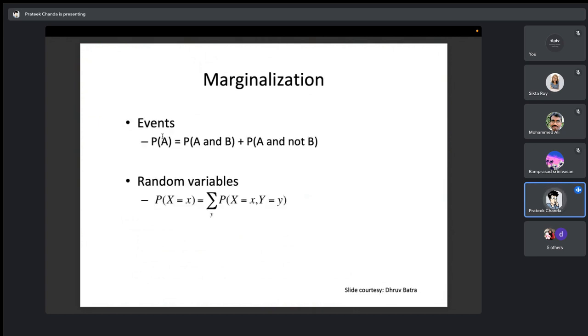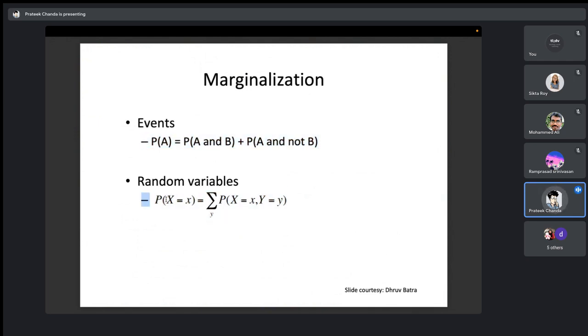And if you remember, with events, you can represent the probability of A, let's say you have two events A and B, as the probability of A and B plus the probability of A and not B. Similarly for random variables, this is again the concept of marginalization that I'm bringing up. So one was for events; you can represent marginalization as follows.